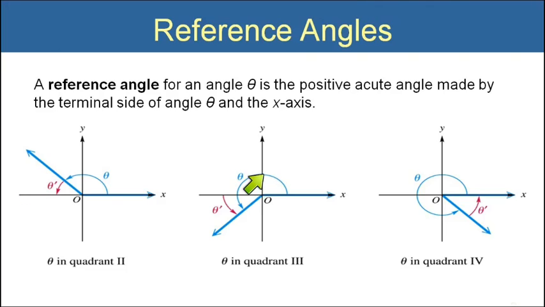If your angle is in quadrant 3, the reference angle is here between the terminal side and the horizontal axis. It's always acute, so it could not be this angle here. That's not acute. It's always going to be less than 90 degrees between the terminal side and the horizontal axis. If your angle is in quadrant 4, like this theta, then your reference angle would be here between the terminal side and the horizontal axis. So it's always easy to locate the reference angle.